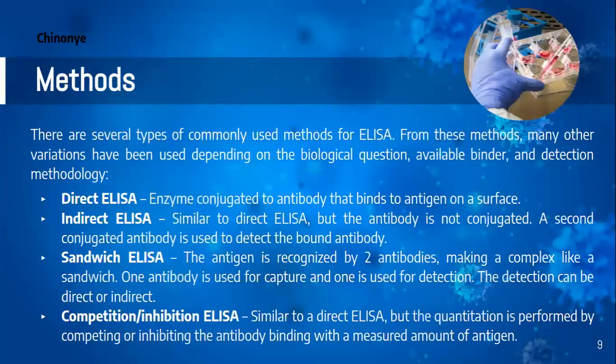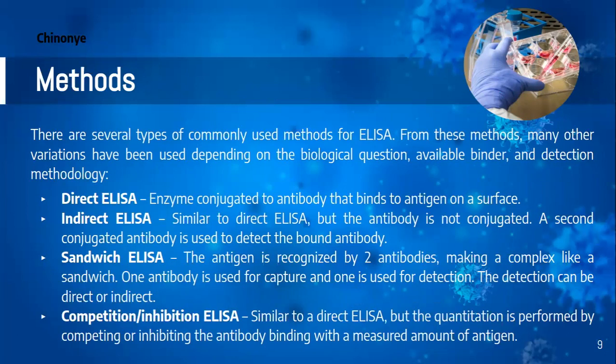So methods, there are 4 types of methods. The first method is direct ELISA, which involves an enzyme conjugated to an antibody that binds to an antigen on a surface. The second one is indirect ELISA, which is similar to direct ELISA, but the antibody is not conjugated, and a second conjugated antibody is then used to detect the bound antibody.